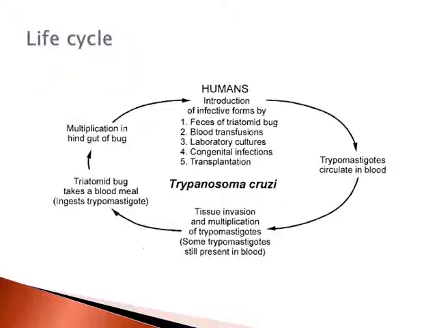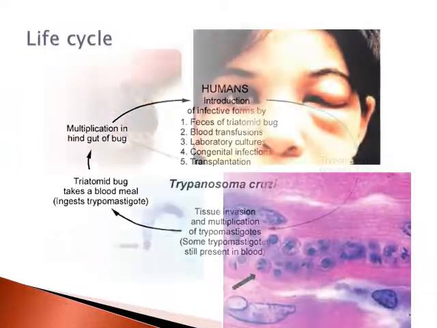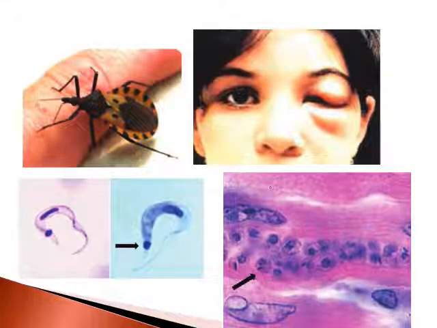Some of the trypomastigotes are still present in blood, and when the triatomid bug takes a blood meal, they go to it and multiply in the gut of the bug, then collect in the hindgut as metacyclic trypomastigotes, which are the infective stages. This is here the reduviid, or we call it the triatomid bug. They call it cone-nosed bug because its anterior end is elongate like this.